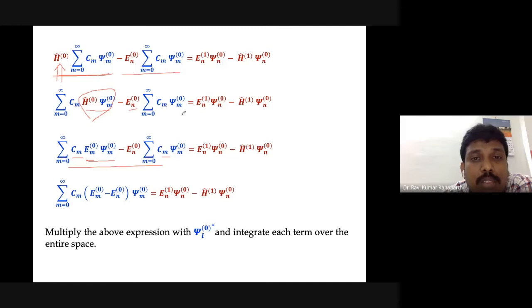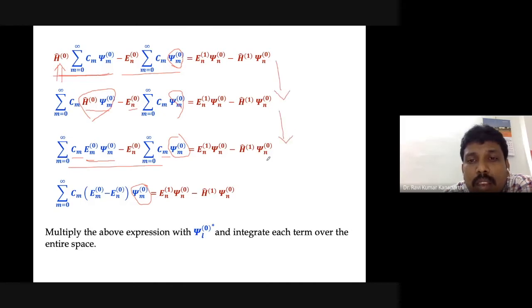Where is psi m of 0? Psi m of 0 is here. Psi m of 0 anyway is there on the right hand side of the operator, so that we are carrying and we are writing here. Now the left hand side, you can continue all the terms, you can write it like this.